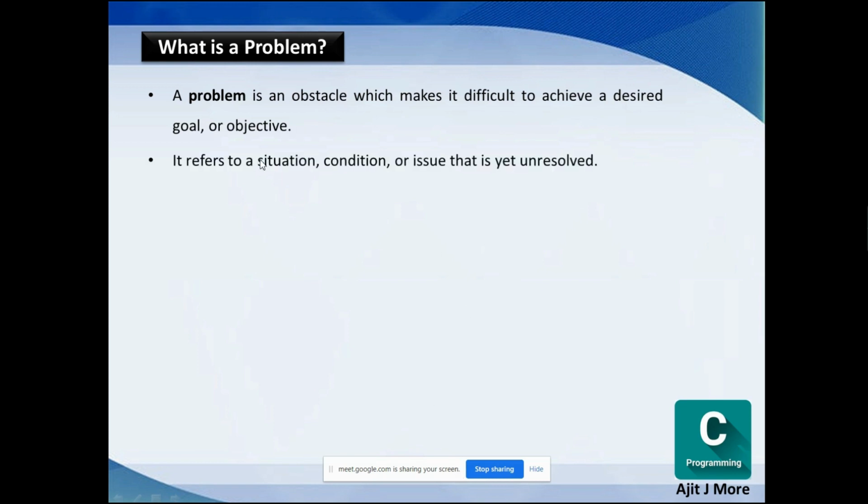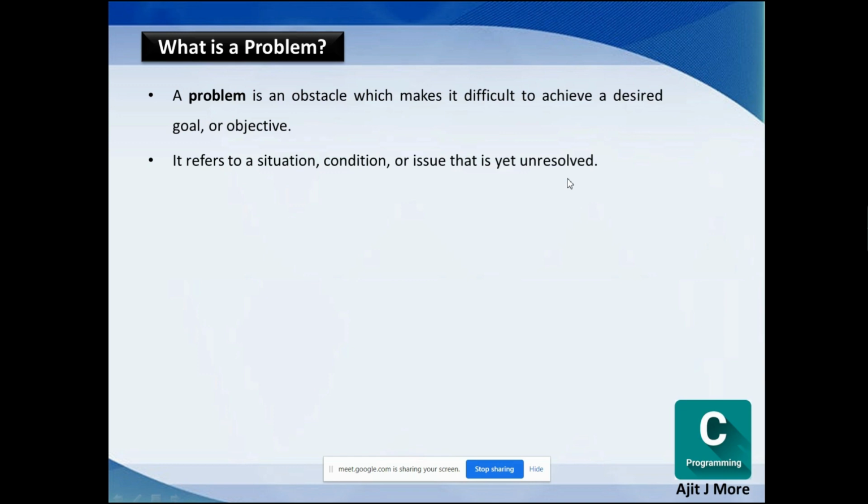So you can say a problem is a situation, a condition, or some issue which is yet to be solved, meaning it is yet unresolved. Once it is resolved, we'll say the problem is solved. So many problems are there. Our real life is also made up of problems, isn't it? Day to day, so many problems are there.